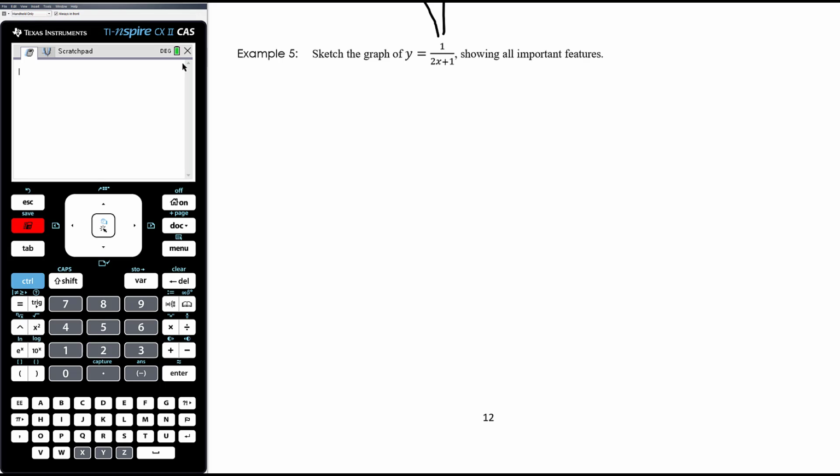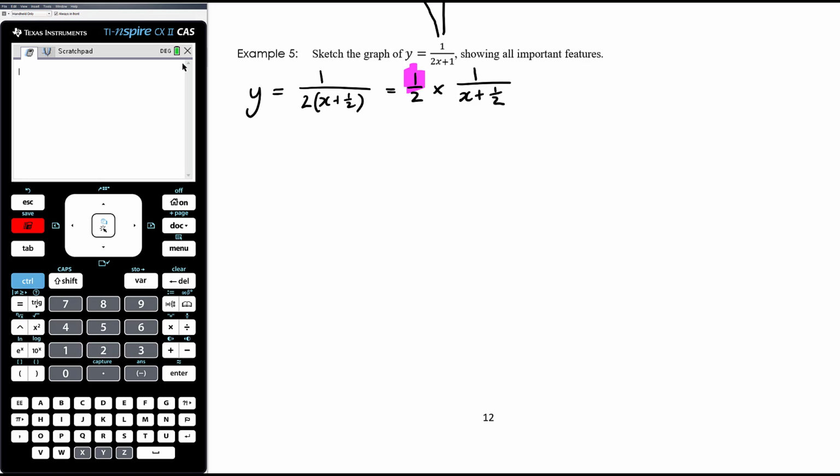Example 5, sketch the graph of y equals 1 on 2x plus 1, showing all important features. Now again, this is a bit mean in terms of its format, but there's some like this in the exercise, so I want to have a look at it. So we don't normally have a number multiplying under here, so we want to get that out of there, okay? So I want to be able to think about this as being 1 on 2 times x plus a half, okay? Which I can think about as being half times 1 on x plus a half.